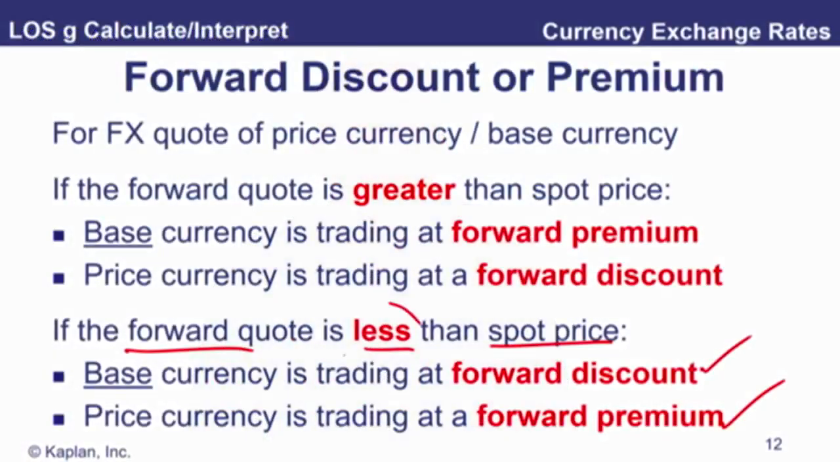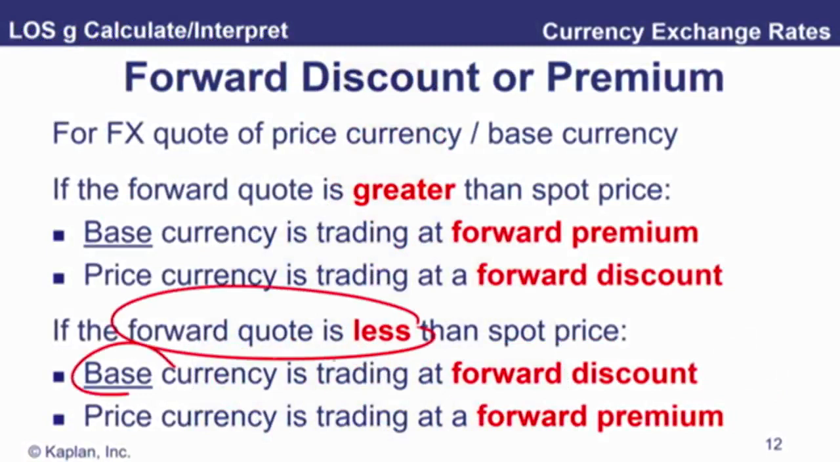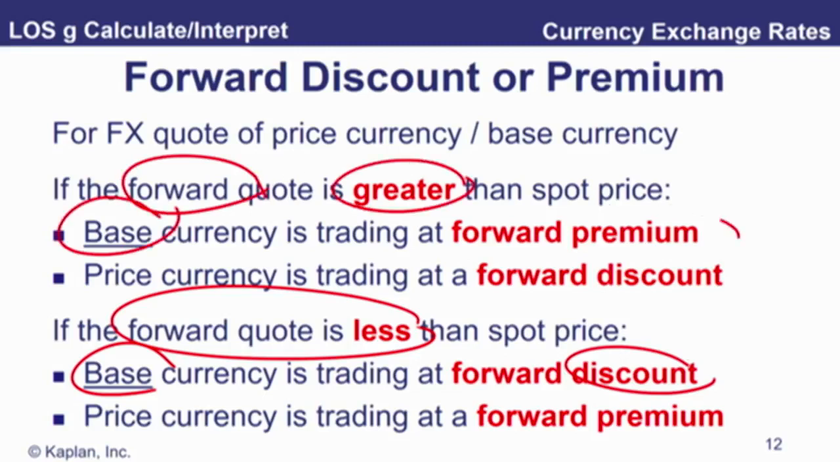It's senseless spending valuable time and taking up valuable brain space learning those two lines. The second one follows from the first. And then all you say is, look, that was when the forward was less. So now we can say, if the forward is less, the base is at a discount. It follows, if the forward was greater, the base should be at a premium. So you only really need one of these four. Save yourself time wherever you can.